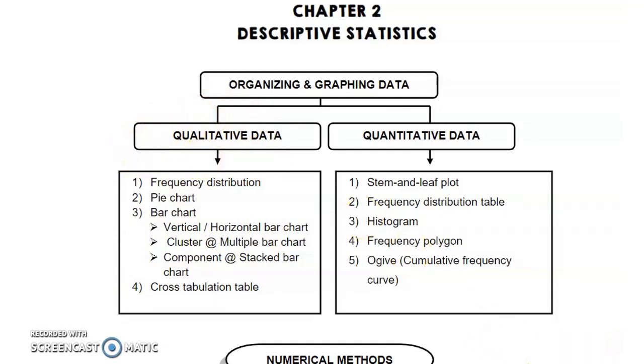For quantitative data, for example, salary of a worker, RM 3000, temperature, distance, those are quantitative data, so we can use stem and leaf plot, frequency distribution table as well, histogram, frequency polygon, and also ogive. Ogive we also call the cumulative frequency curve. Now let's look at qualitative data first.